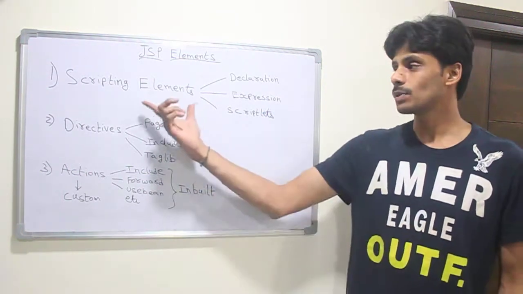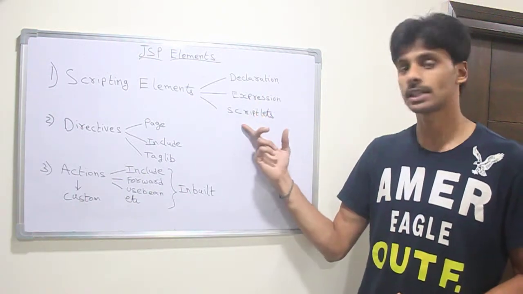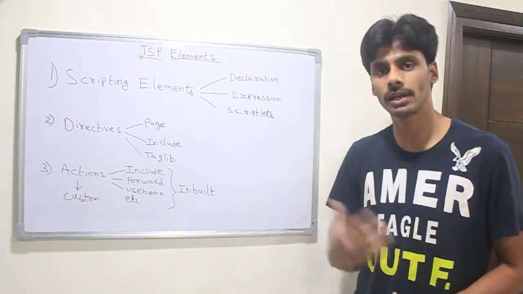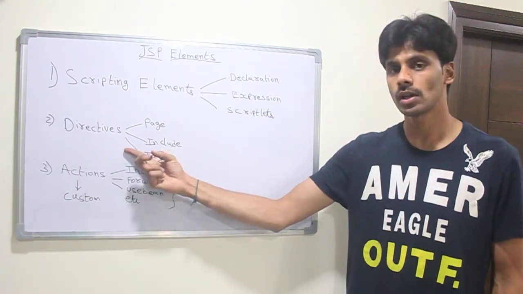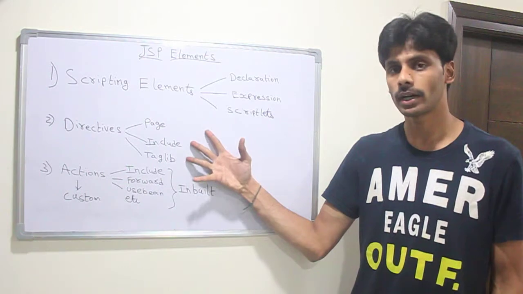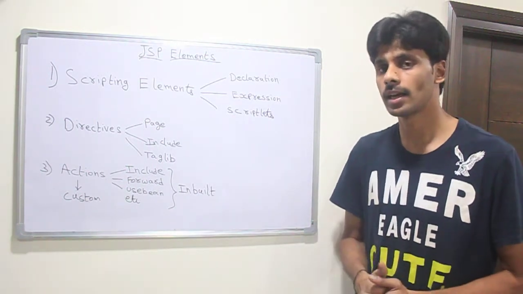So to quickly summarize, we have three types of JSP elements: scripting elements, which are declaration, expression, and scriptlets, which allow you to directly embed Java code into the various parts of the JSP page. Then we have directives, which again are three important directives. Page, there are 13 attributes on page, as we'll learn in the next few videos.